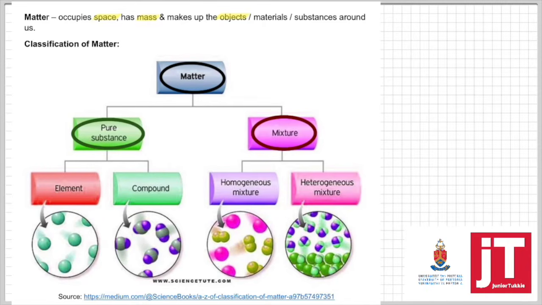Matter includes mixtures and pure substances. We can divide mixtures into homogeneous mixtures and heterogeneous mixtures. Pure substances, on the other hand, can be divided into elements and compounds. We will study the different mixtures and pure substances in the videos that follow this one.